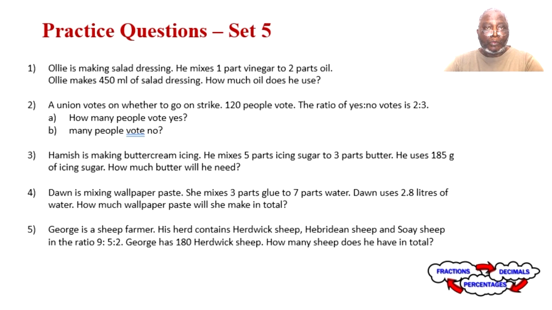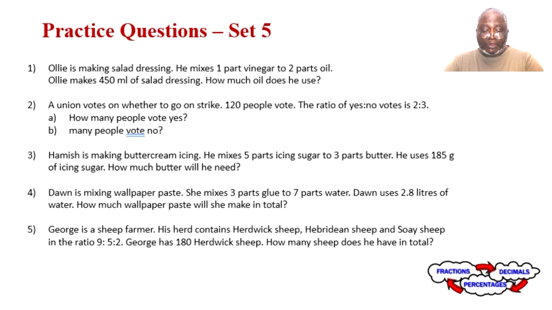Question 3. Hamish is making buttercream icing. He makes 5 parts icing sugar to 3 parts butter. He uses 180 grams of icing sugar. How much butter will he need? Question 4. Dawn is mixing wallpaper paste. She mixes 3 parts of glue to 7 parts of water. Dawn uses 2.8 liters of water. How much wallpaper paste will she make in total?